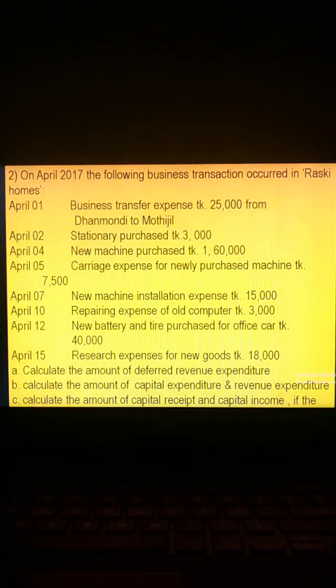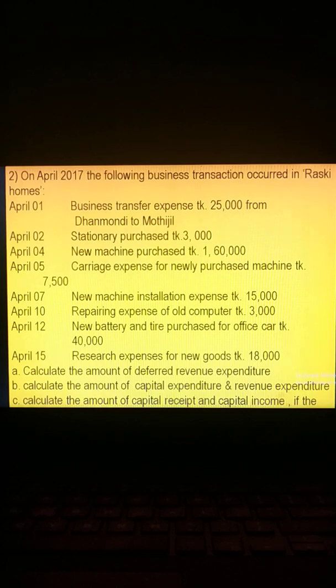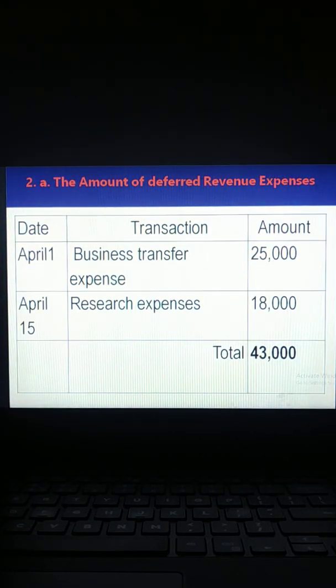This is CQ2 from your books. So this is the question. You can take your books, then you can easily see the question and solve the problem. Let's come to our class. The amount of deferred revenue expenditure.